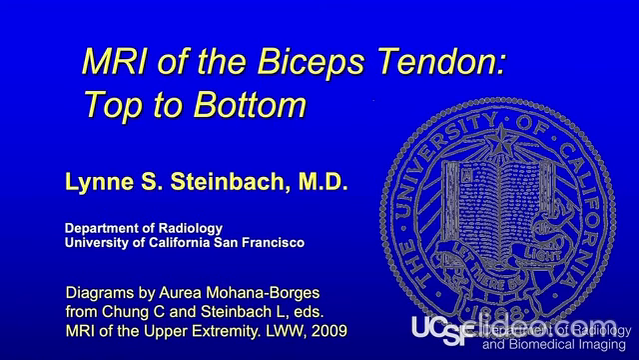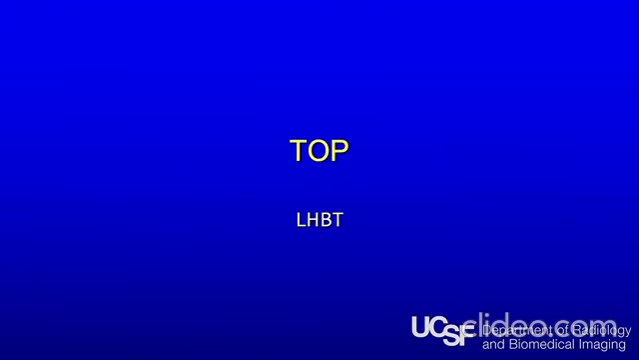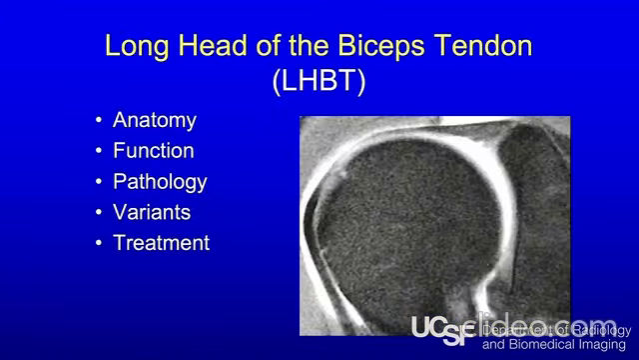Okay, let's switch gears back to MSK, and we're going to go over the biceps tendon top to bottom. This is kind of a neglected tendon, but there's so much that you can see with the biceps tendon. We're going to start at the shoulder, at the long head of the biceps, and we're going to go over anatomy, function, pathology, variance, and treatment.